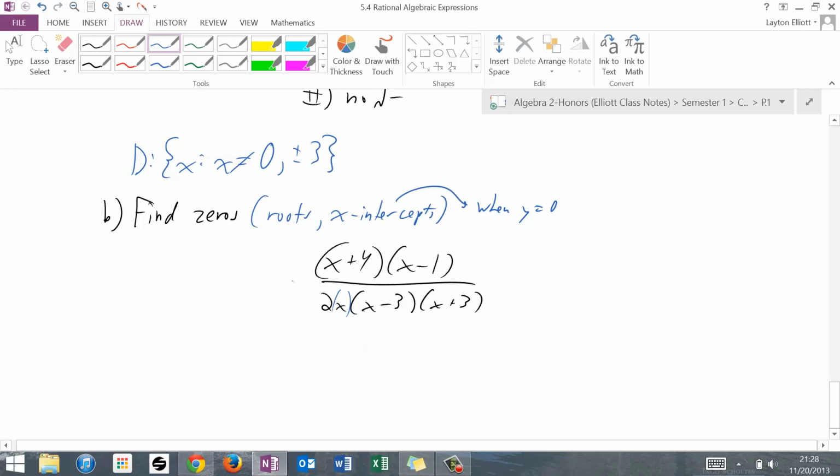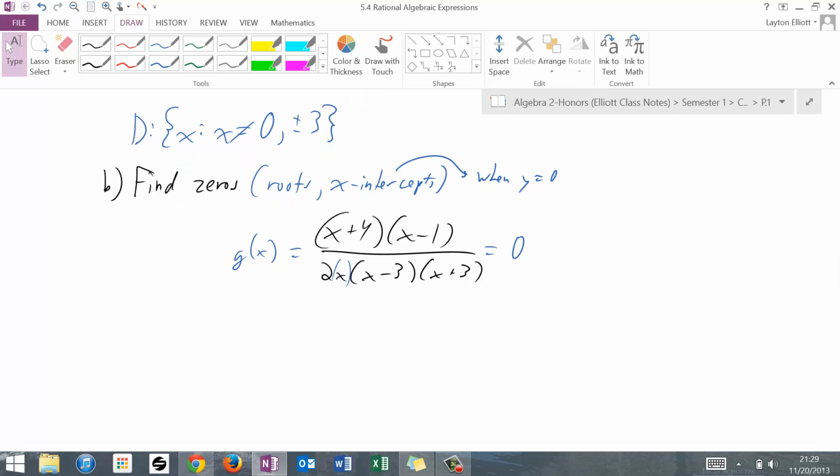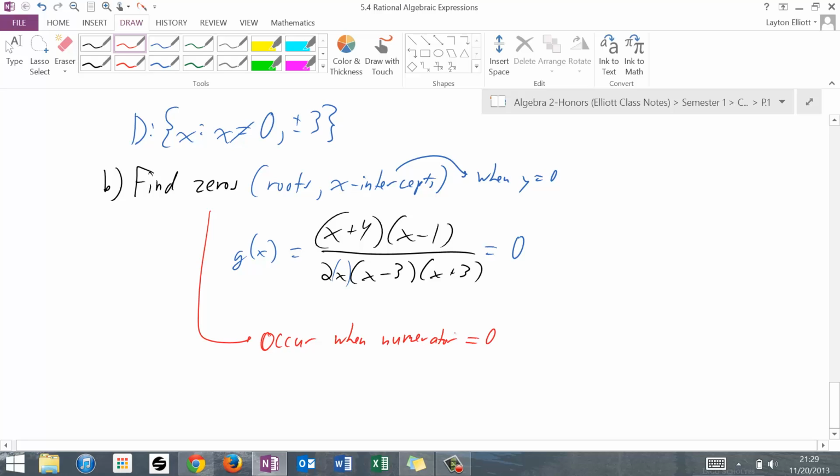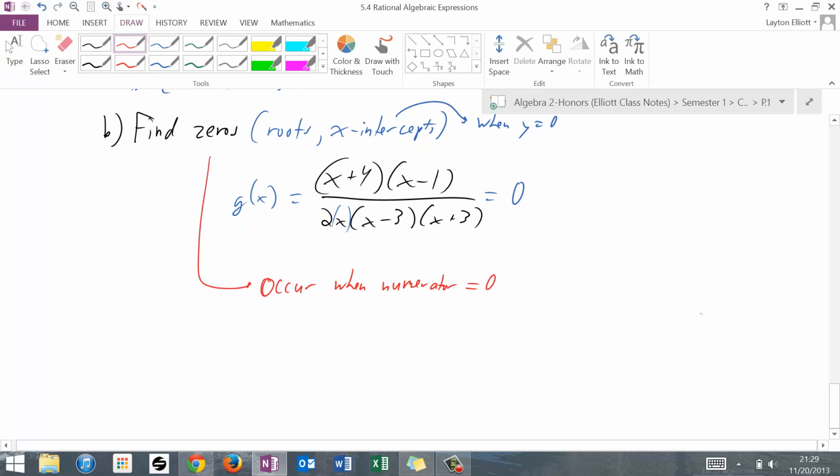What's going to make this be equal to 0? If I have g of x equals this, and I want this to be equal to 0, it's not going to be the denominator equaling 0, it's going to be the numerator equaling 0. So zeros occur when the numerator equals 0. So again, what's going to make the numerator equal to 0? Well, those values are negative 4 and positive 1. And I'm just going to stick those in set notation because that's how we express zeros of a function.